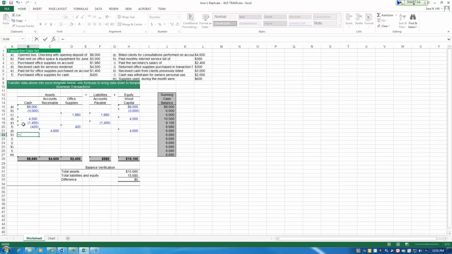Moving on to H, paid monthly internet service bill of $360. Sounds like money out the door, and an expense going through equity. Paid the secretary salary of $2,400. Again, money going out the door. You can see our running cash balance reducing here. And again, paying salaries is an expense going through equity.